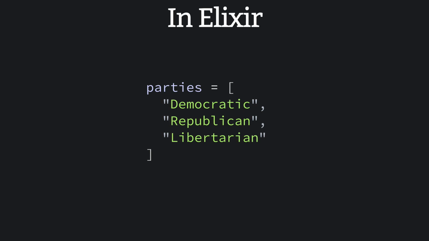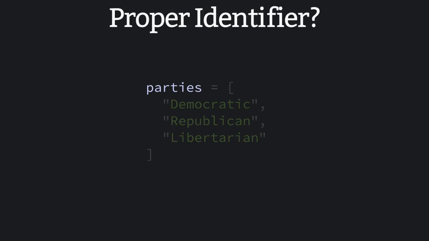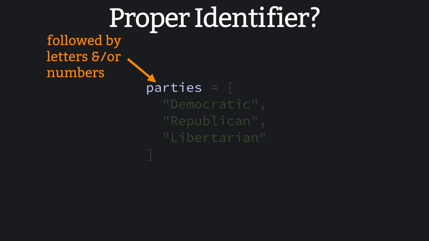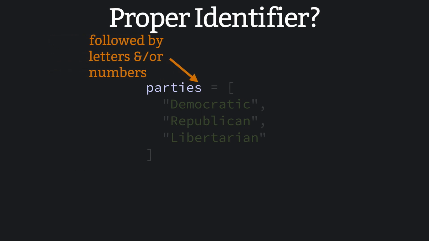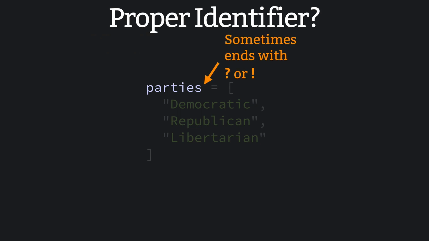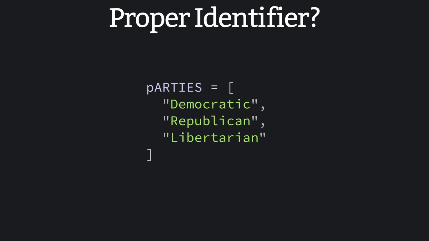So the next question is, what represents a properly formed identifier for use as variables? Well, variables start with a lowercase letter and can be followed by 0 or more other letters and numbers. And sometimes, on the end, you'll find a question mark or an exclamation point. Now, all the letters after the initial letter can either be lower or uppercase. But when we're talking about variables, the convention in Elixir is to use all lowercase letters.